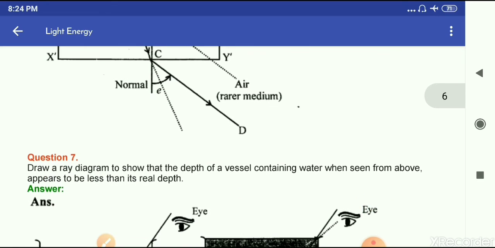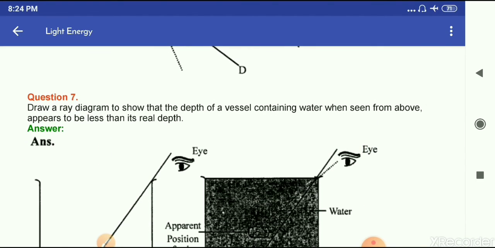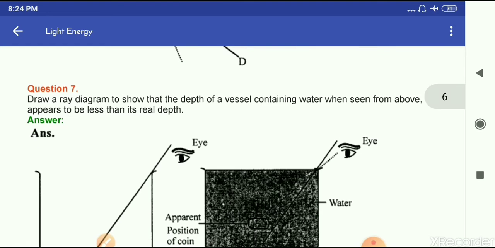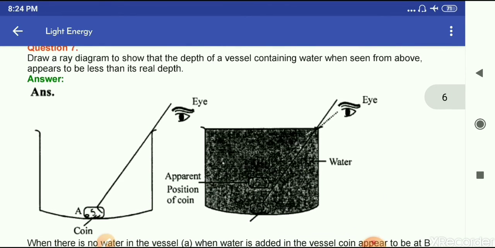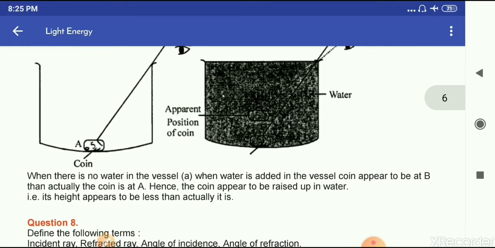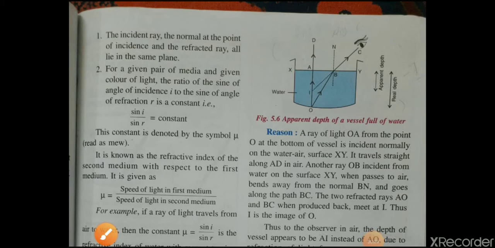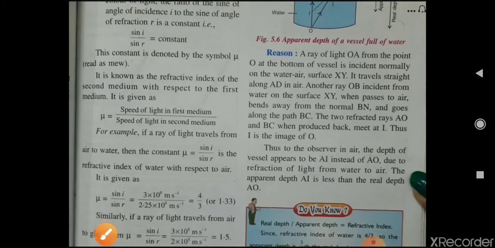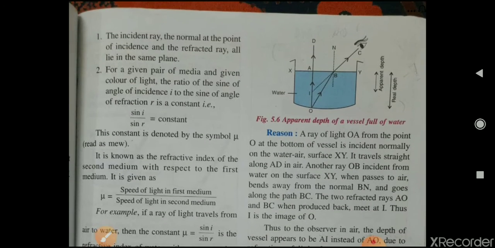Question number 7. Draw a ray diagram to show that the depth of a vessel containing water when seen from above appears to be less than its real depth. You can draw the diagram from here or also you can make the diagram from the book. For question number 7, you can make this diagram that is given in the book on page number 83, figure number 5.6.